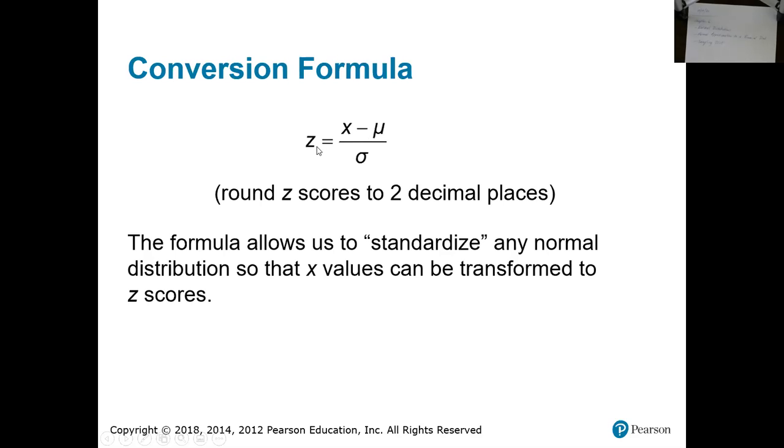We can also take this formula and solve it for X. For example, if we're given an area or a probability, and we're asked to convert that area or probability to a z-score, we can actually take this conversion formula and solve it for X. So here's how that looks.